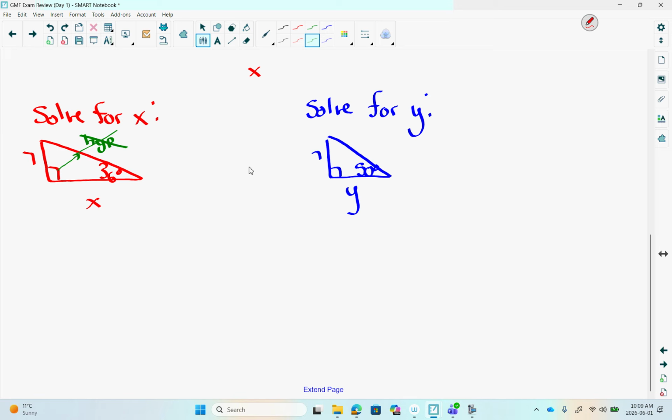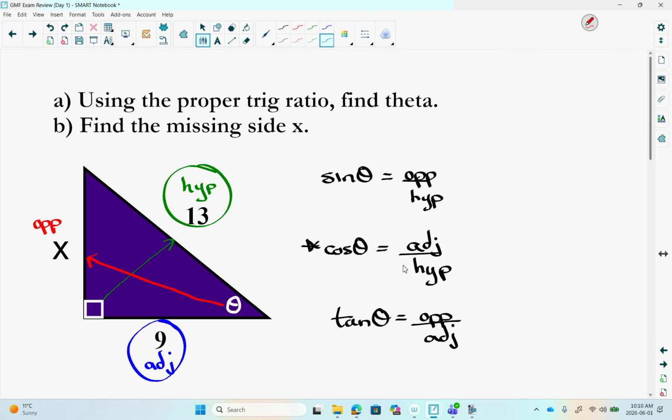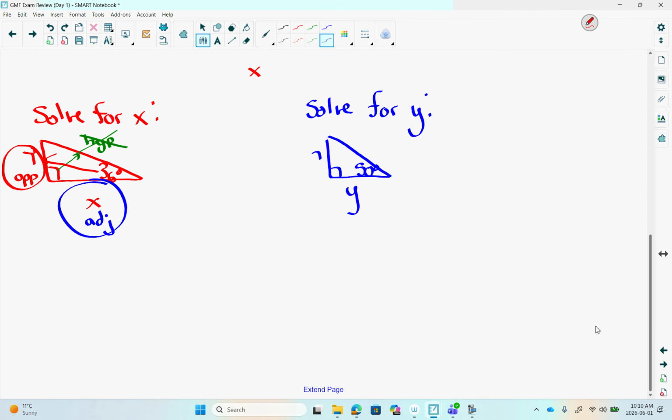So right away, that should tell you that sine theta and cosine theta are no good to you. What would this side be? The 7. It's the opposite. And this would be the adjacent, x. Which trig ratio uses the opposite and adjacent sides? Tangent. So I am going to start by writing down tangent theta equals the opposite over the adjacent.